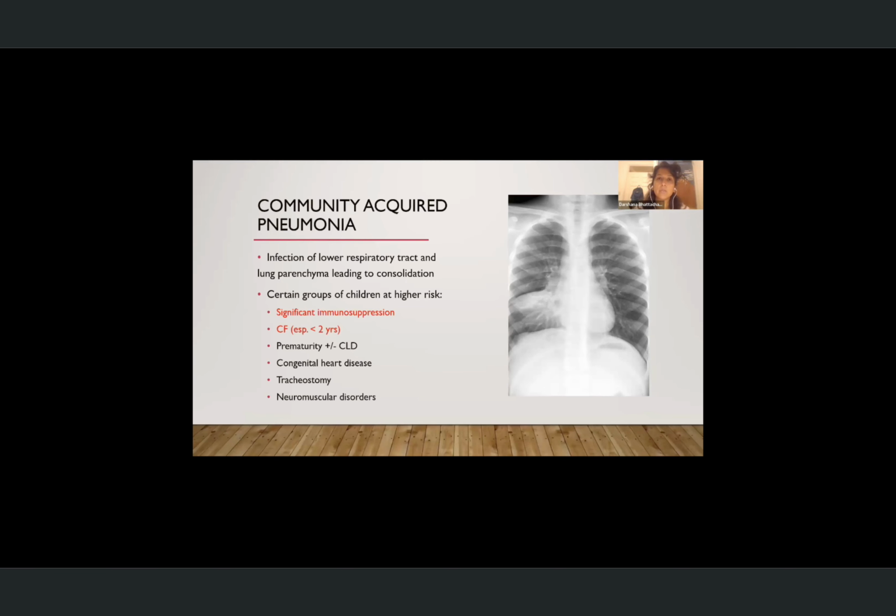And then you have the same groups of children that we've mentioned before. So kids who are born prematurely with or without chronic lung disease, children with congenital heart disease, kids with tracheostomies are also at risk, and those with neuromuscular disorders that don't have effective breathing patterns.